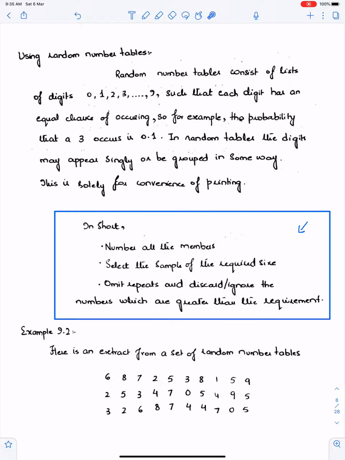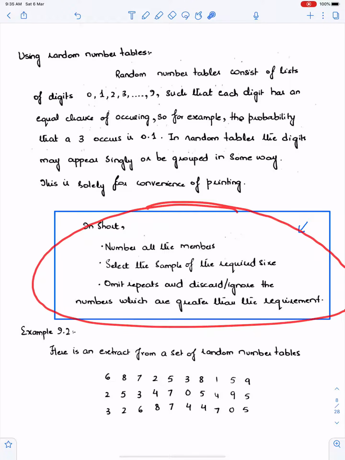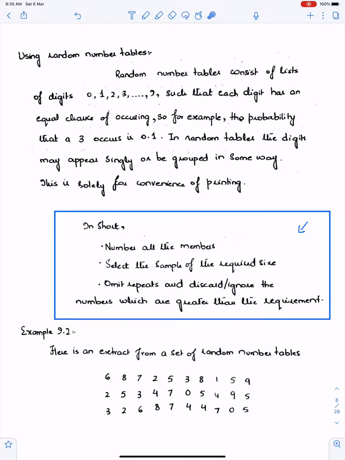Random number tables. Random number tables consist of a list of digits 0, 1, 2, 3 to 9 such that each digit has an equal chance of occurring. So for example, the probability of the number 3 is 0.1. In random number tables, the digits may appear singly or be grouped in some way. This is the method of random number tables, selection of a sample through random number tables.